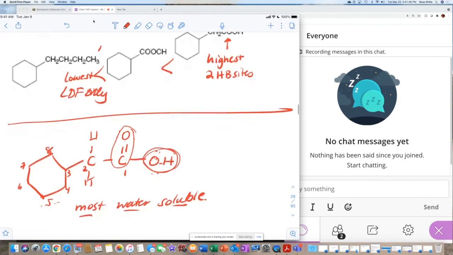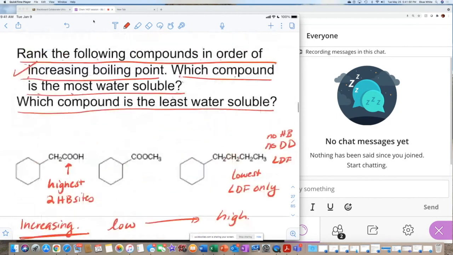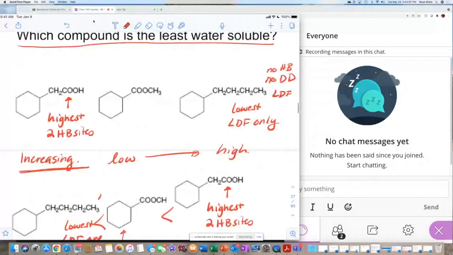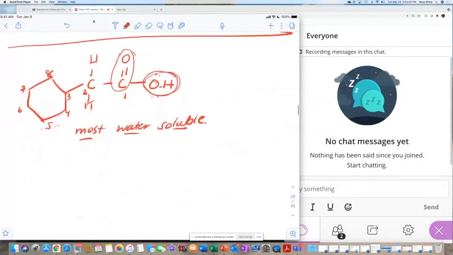The next one we're looking at is this middle one here, because this one looks just like this, only we have a different arrangement, right? This is most water soluble, and they said they wanted the least water soluble. Which compound is the most water soluble? Got that. Least water soluble is the one that has all those carbons and hydrogens.